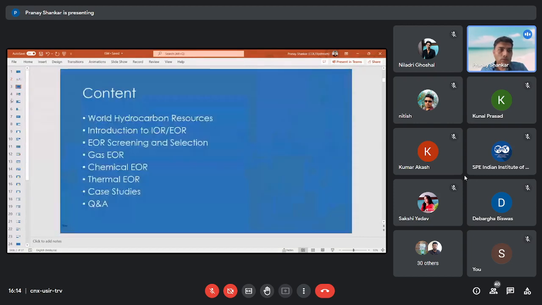So we move to today's discussion, which is EOR. This is how I have tried to arrange my slides. For the basic contents, I will briefly touch upon today's hydrocarbon resources, how the scenario looks. And then we get into our main topic, which is EOR. I have also tried to capture one slide on IOR because people do get confused between IOR and EOR, so I've kept one slide for that.